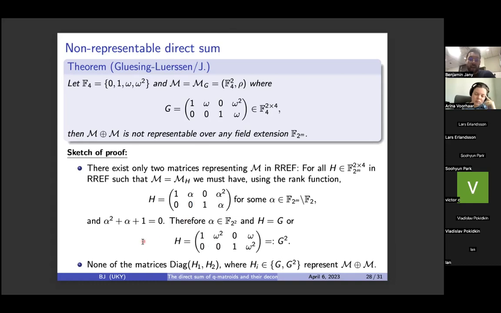Okay, and so because there's only two possible matrices representing M, and we know that the direct sum must be represented via a block diagonal matrix for the right choice of blocks, then we can do an exhaustive search and show that no such blocks will induce our q-matroid, our direct sum. Okay, and so this is quite surprising, especially in contrast to classical matroids. And yeah, it's quite interesting at the same time.